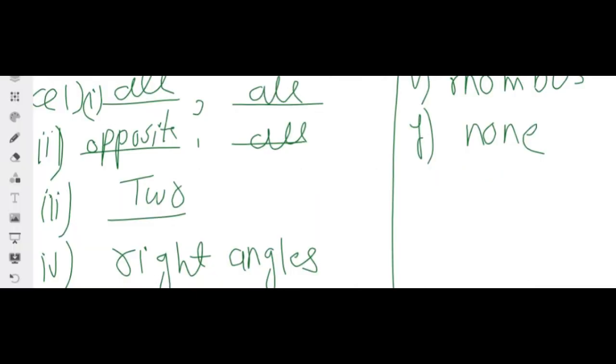So in a square, dash angles are equal and dash sides are equal. All of them. Okay? Got it? I already wrote this. You can copy them and I'm just going to explain it to you. In the B part, in a rhombus, dash angles are equal and dash sides are equal. Opposite angles are equal and all sides are equal.